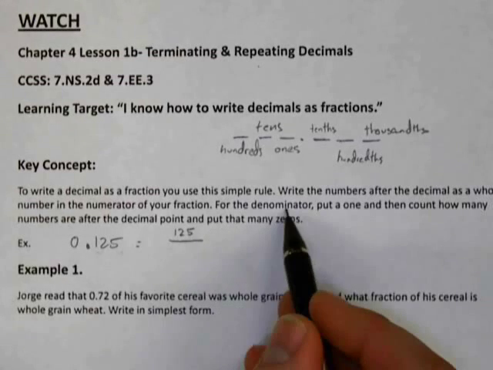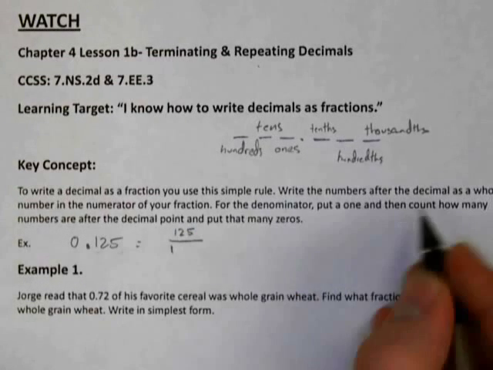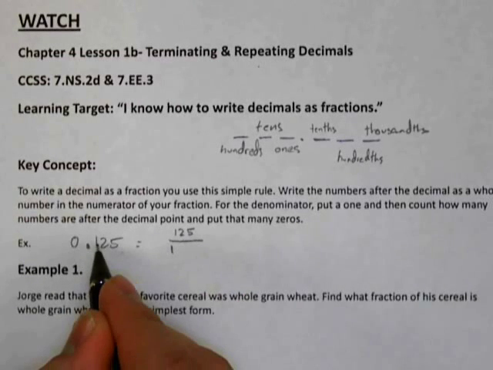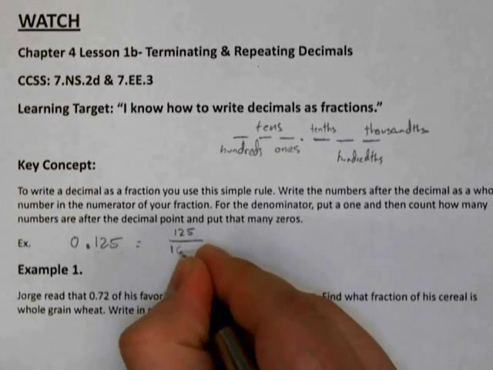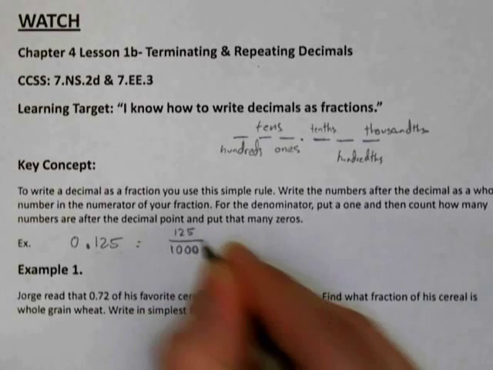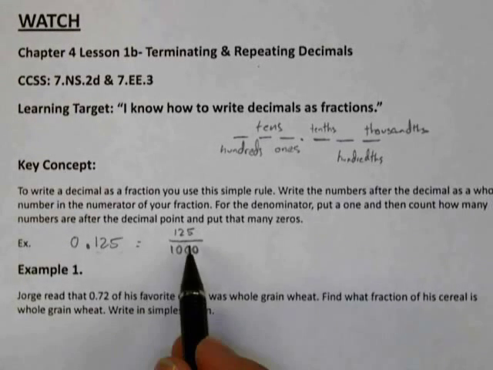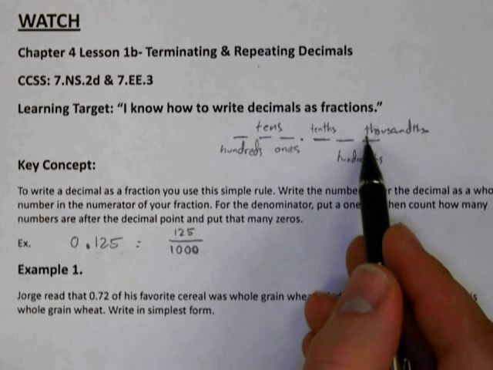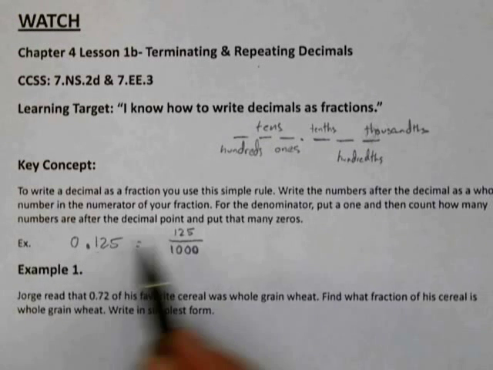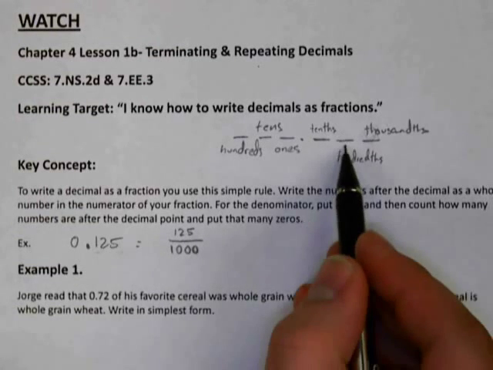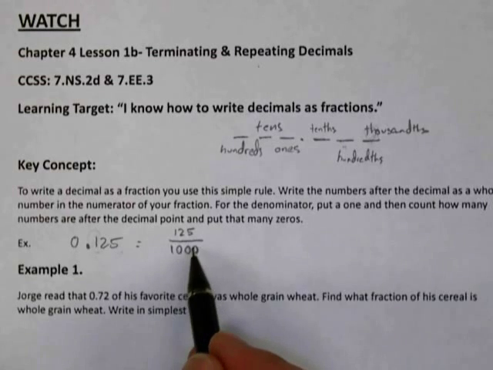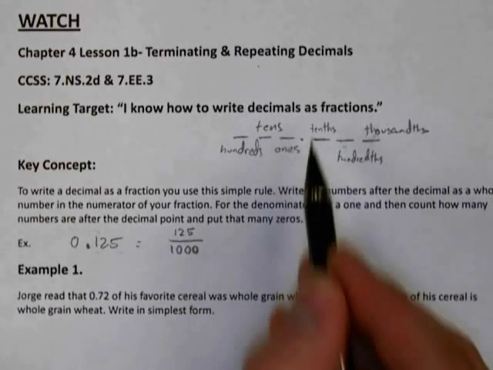For the denominator, put a 1, and then count how many numbers are after the decimal point and put that many zeros. So 1, 2, 3, we have 3 zeros. So what we see here is this is 125 over 1,000, and this is exactly why we call this place right here the thousandths place. If this was just 0.12, it would be over 100, the hundredths place. If it was just 0.1, it would be 1/10, the tenths place. So that's why it's called the tenths place.